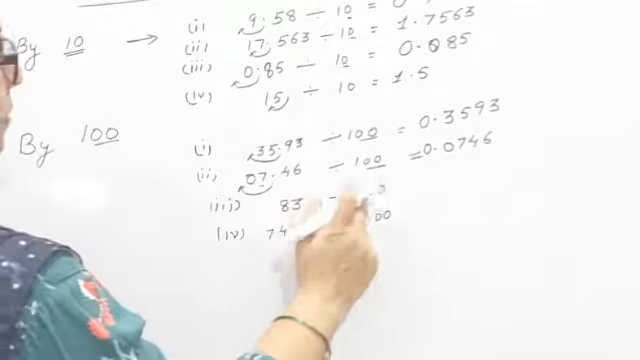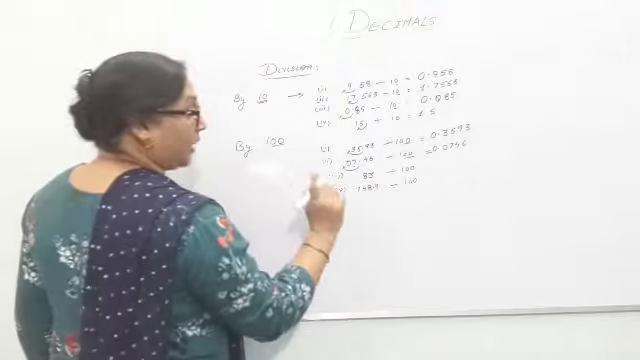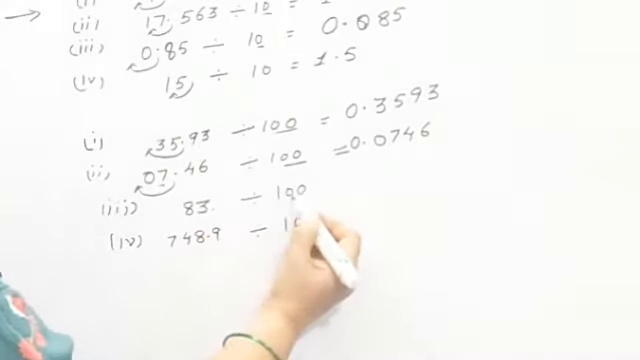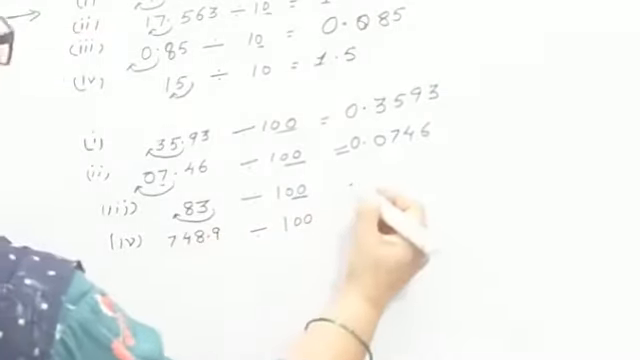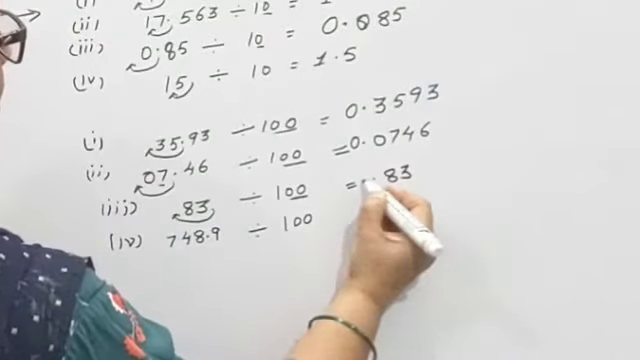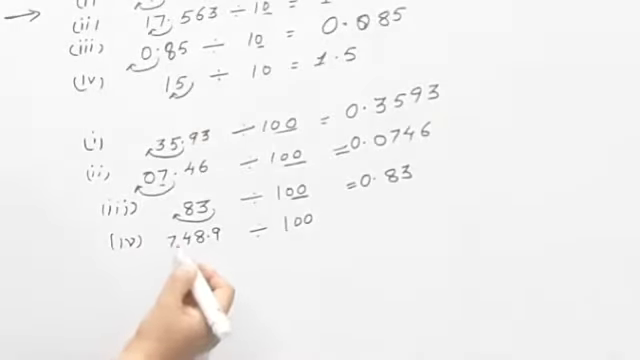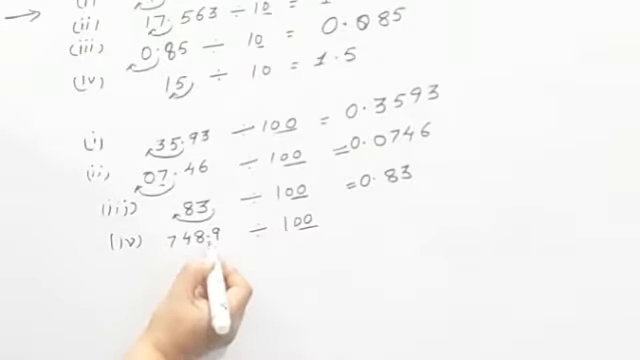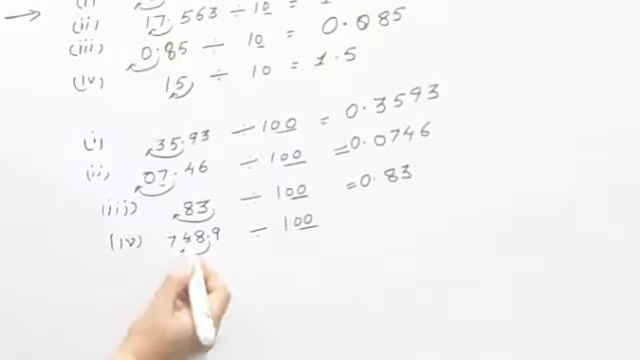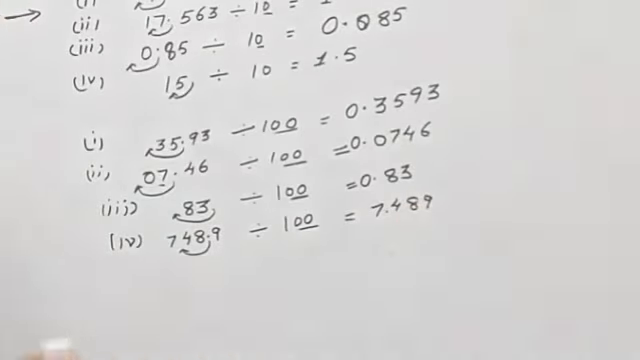Likewise, 83 divided by 100. You all should know in case of a whole number, the decimal lies after the whole number. So when you shift the decimal, it becomes 0.83. Let's move on to the next example. 748.9 divided by 100. Because 2 zeros, decimal shifts towards left by 2 places, so it will come in between 7 and 4. Answer is 7.489.